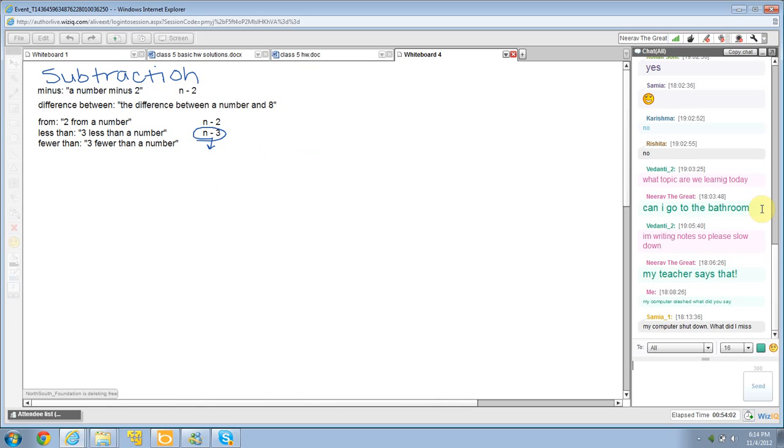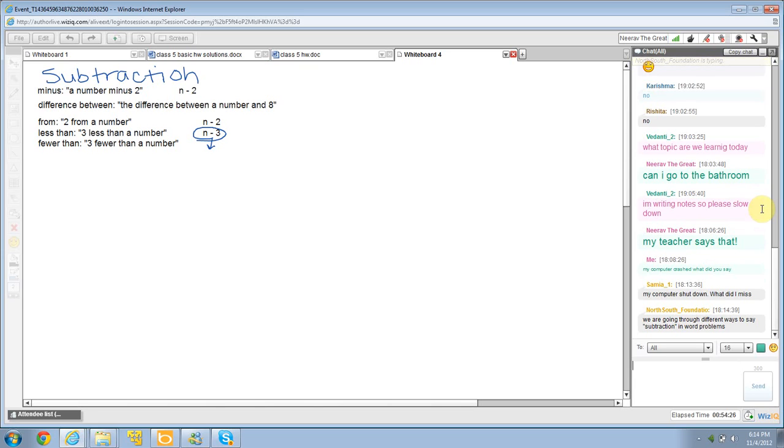So basically all we're going through is different ways to say subtraction in word problems. Next one. There are only a couple more, I think. Okay, 2 more. Decreased by.